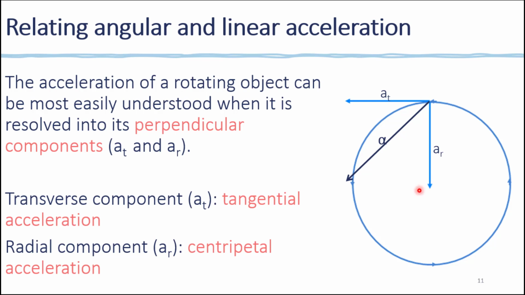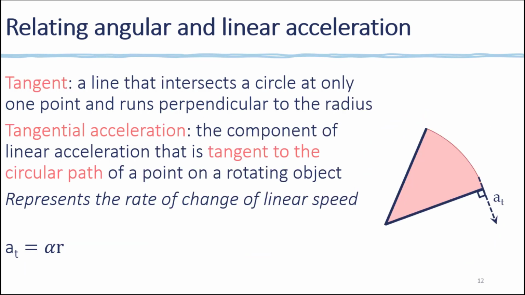So the acceleration in the transverse direction is known as tangential acceleration, and the acceleration in the radial direction is known as centripetal acceleration. They're both linear accelerations that are caused by angular motions. So this means that they're similar concepts, they're just in different directions. So let's just take a closer look at each of those different components now. So let's first talk about tangential acceleration. It's called tangential acceleration for a reason.